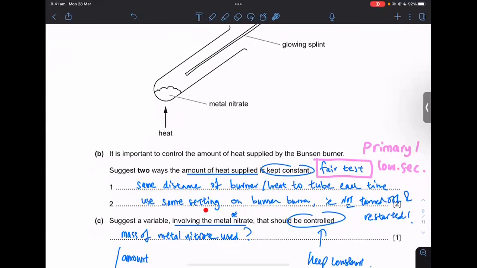You don't turn it off. You just use it again and again. You maintain the same distance between the Bunsen burner and the test tube in every test. That's how you can keep the heat constant there.